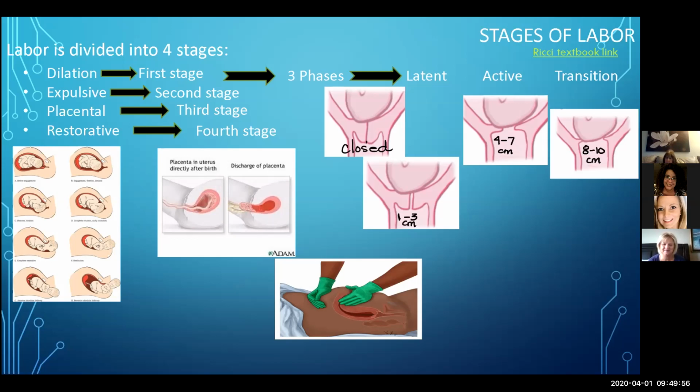The fetus descends further into that pelvis. The contractions become more frequent. They're happening about every 2 to 5 minutes now, with an increase in duration, lasting about 45 to 60 seconds. They typically palpate moderate to strong.